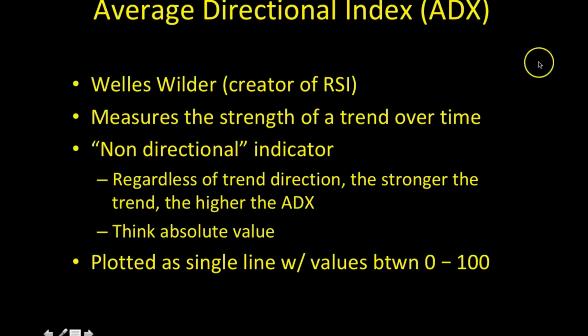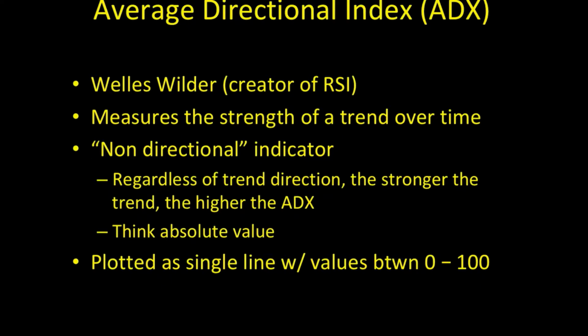So what's the average directional index, also known as the ADX? It was created by Wells Wilder, who is the creator of the RSI, and what it does is it measures the strength of a trend over time. So you can think of it as a momentum indicator. It is a non-directional indicator, meaning regardless of the trend direction, the stronger the trend, the higher the ADX is going to be.